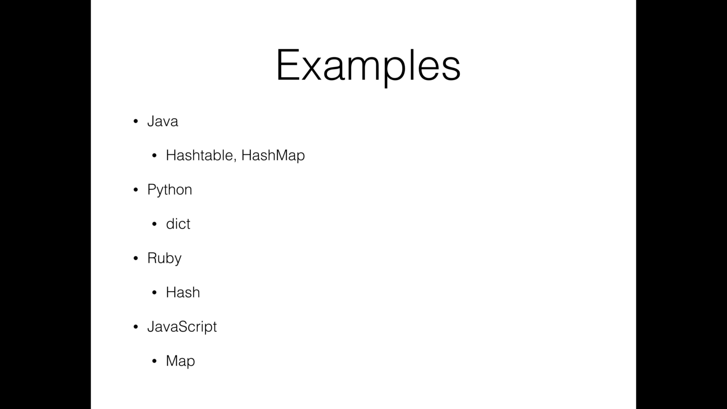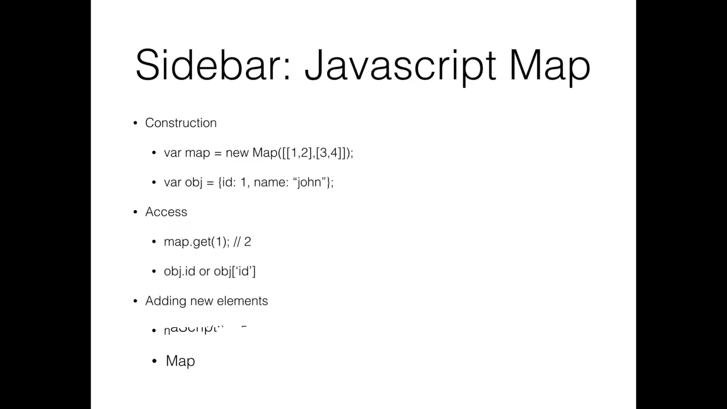And the thing that I learned recently was the Map object in JavaScript, right? In ES6, they added a Map object, which is basically a hash table.